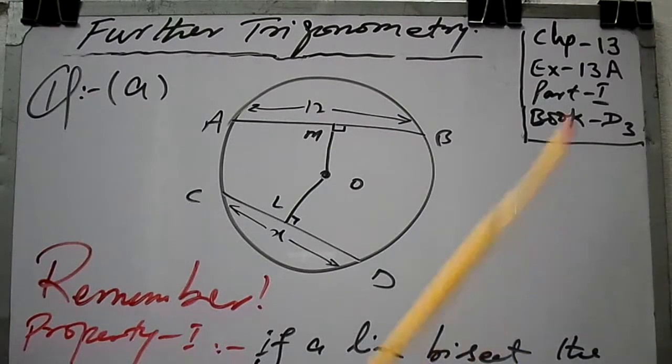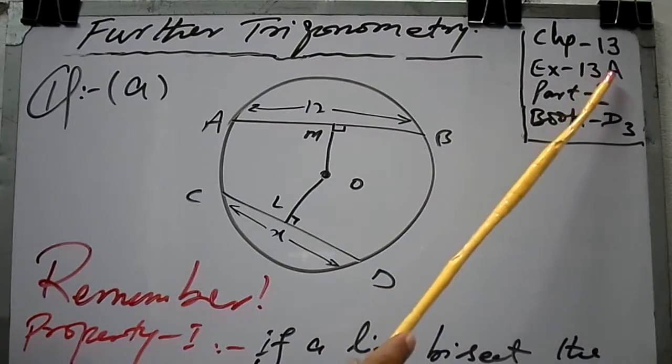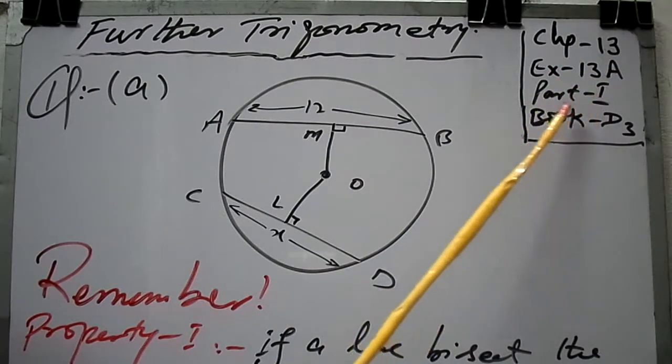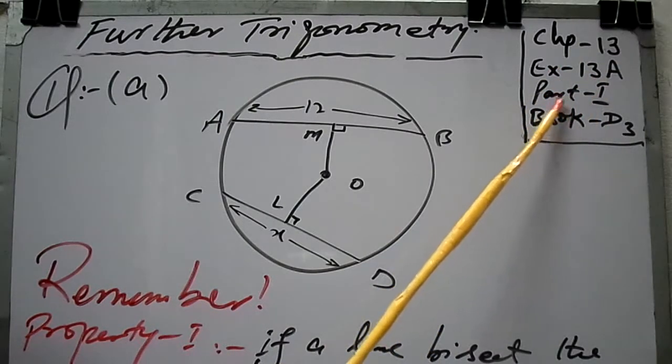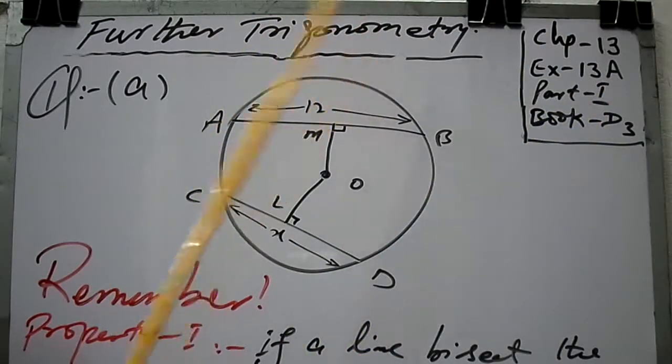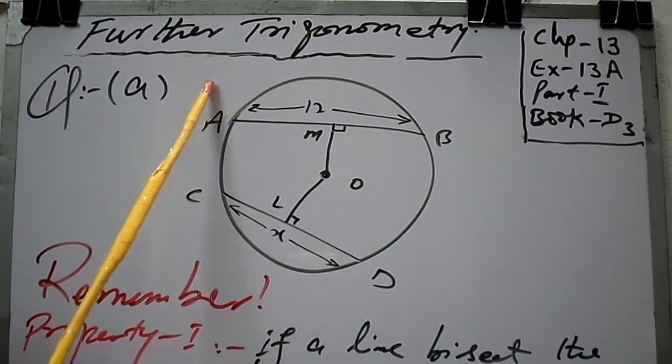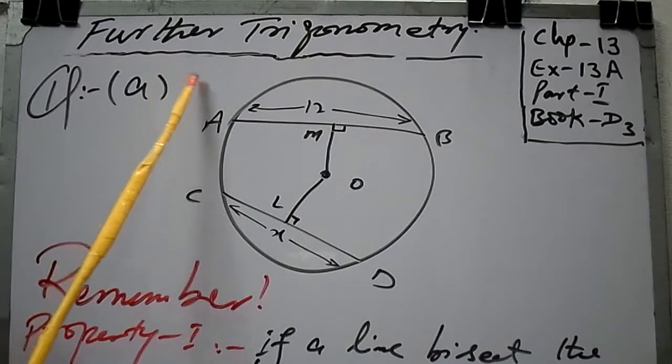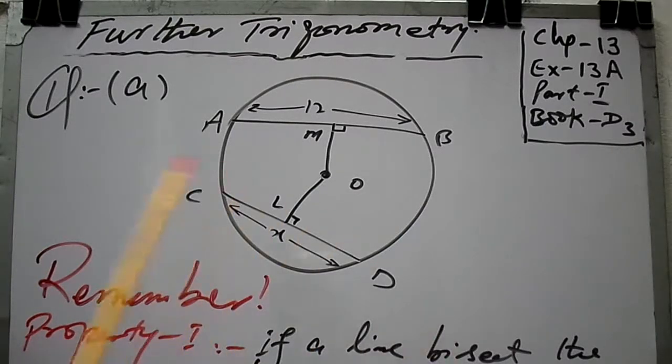Today we will discuss chapter number 13, exercise 13A, book D3. This exercise is divided into two parts. Today we will discuss part number 1, further trigonometry. In further trigonometry, we will discuss the symmetrical, that is, geometrical properties of a circle.